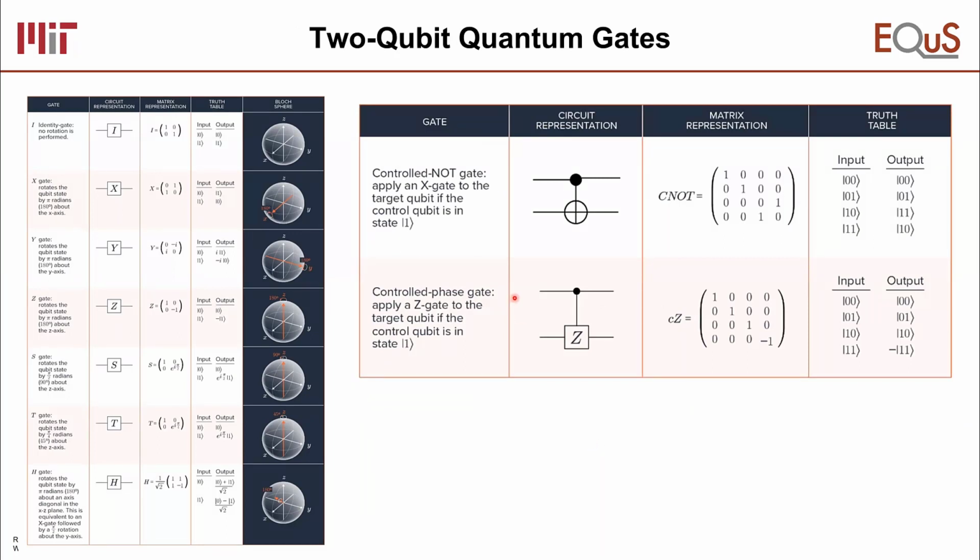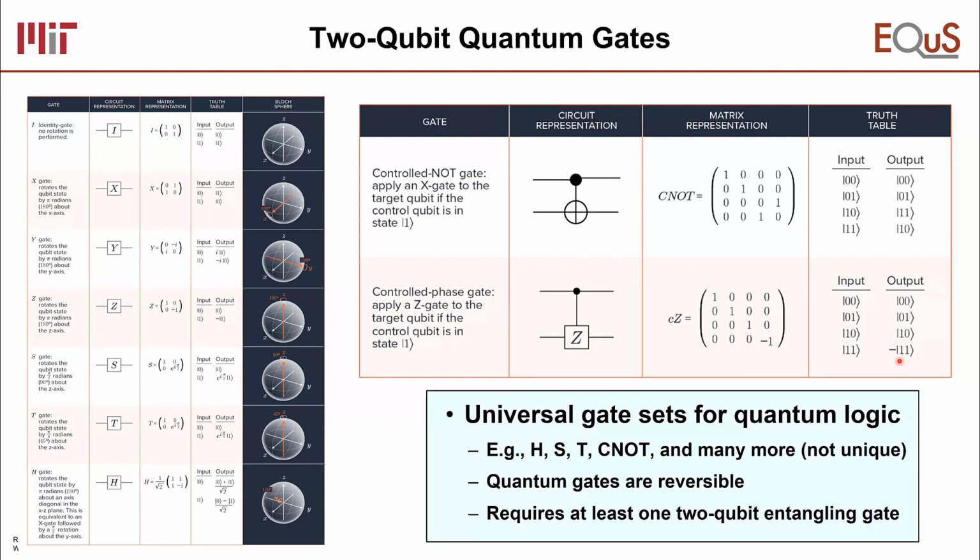And the 2 qubit gates that we'll look at, controlled NOT or controlled phase to give examples, are cases where the state of one qubit determines what happens to the other qubit. And they have a truth table like this. And we'll see an example in just a moment. But the point again is that with just a handful of these single and at least one 2-qubit gate, we can form a universal gate set for quantum logic.